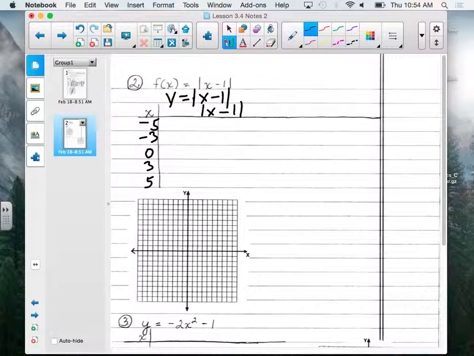Okay, I'll do the first one with you guys. So we plug in -5 for x, so absolute value of -5 minus 1. We do what is inside the absolute value bars first, so -5 minus 1 is what? -6. Right, so we do the absolute value of -6. And what's the absolute value of -6, or what's its distance from 0? 6, exactly.